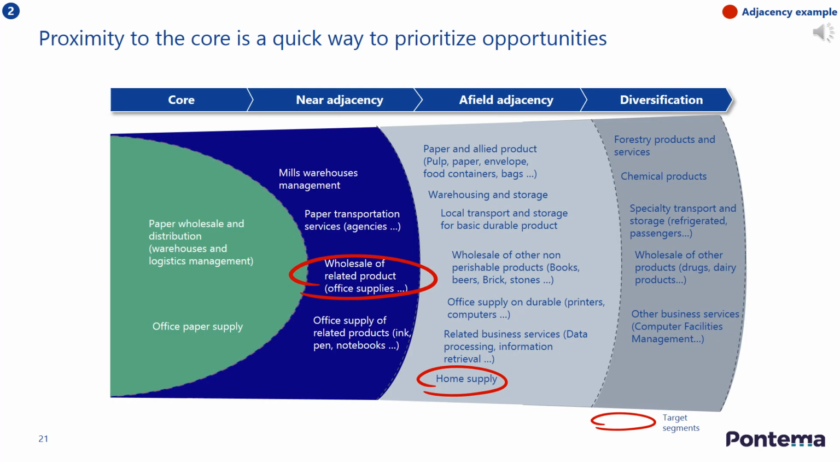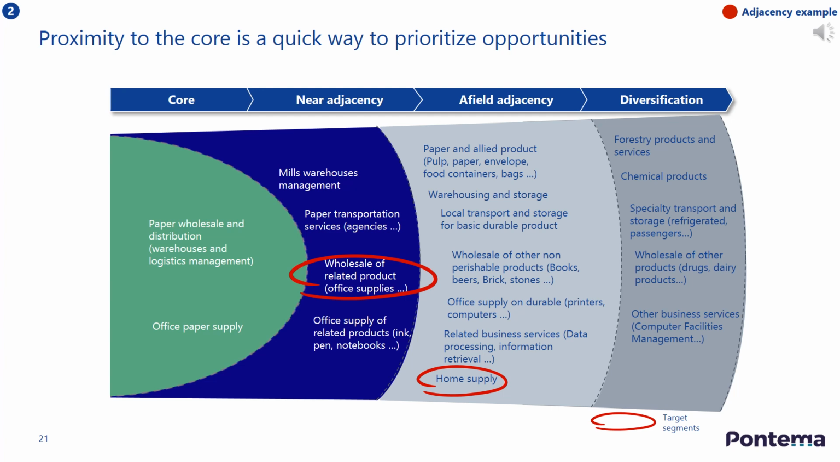An analysis of growth opportunities with a proximity to the core is a quick way to prioritize opportunities. Adjacent opportunities are in markets that are close in proximity to what the organization does already, or where it does it. Like in the example on the slide, a paper wholesale distributor could target the wholesale distribution of other office supplies, like printer ink, and rather than distributing to offices, it could start distributing to homes and small businesses.